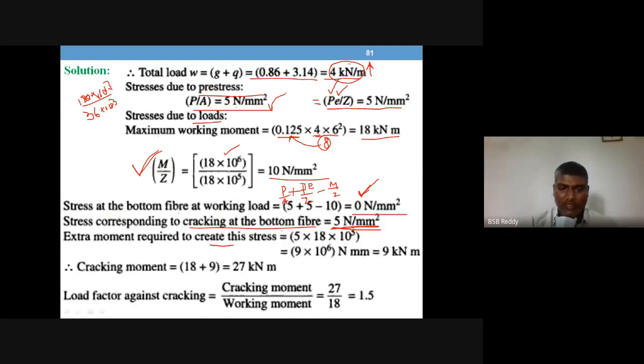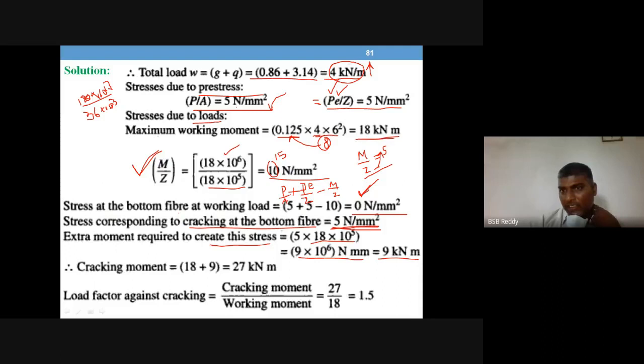So extra moment required to create this stress 5, that is M by Z. What I want is 5. So M by Z value, I shall have 15 here instead of 10. Then this will become 5. 15 minus 10 will become 5, right? So 5 is the required value. So 5 into Z is equal to the bending moment. 5 into Z is 18 into 10 power 5. So that is giving you 9 kilonewton meter as the additional moment required.